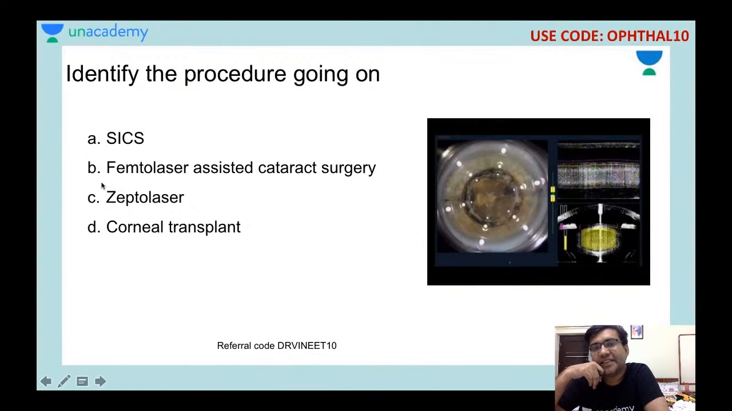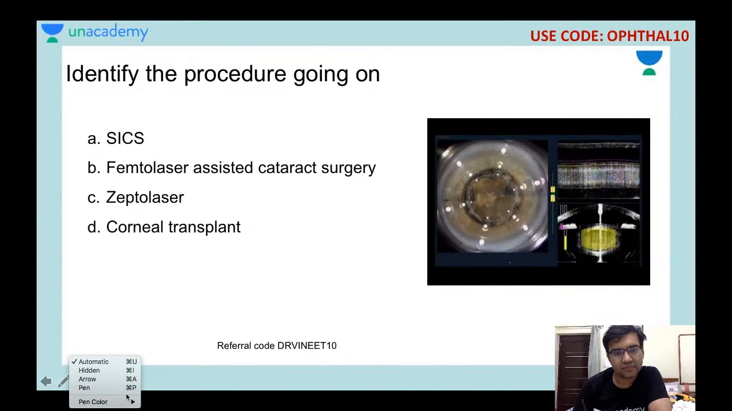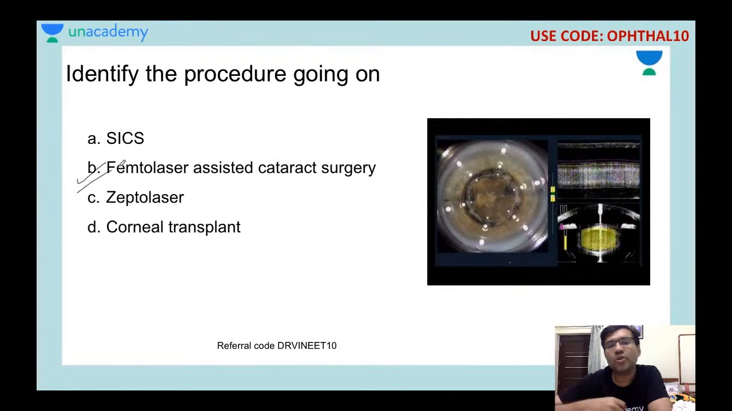Identify this procedure which is going on. You can see we have basically made a rhexis with the help of a laser. We are mapping the nucleus and the thickness of the lens, and we are making a corneal incision as well. So what is this procedure which is going on? Very good. This is a femto laser assisted cataract surgery.